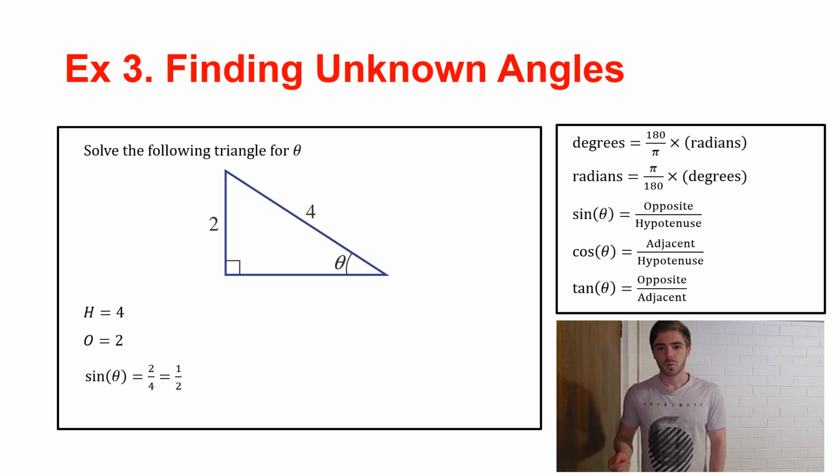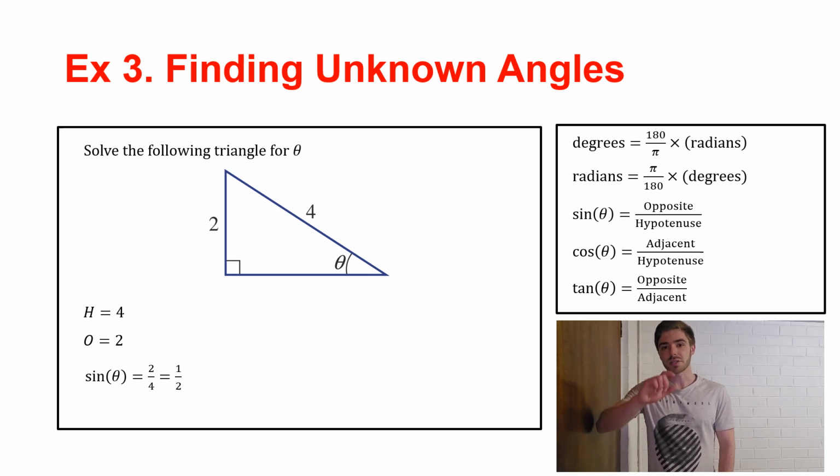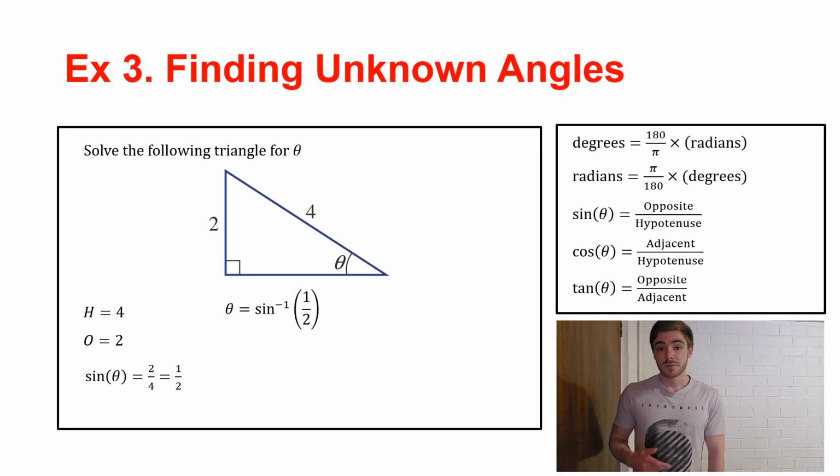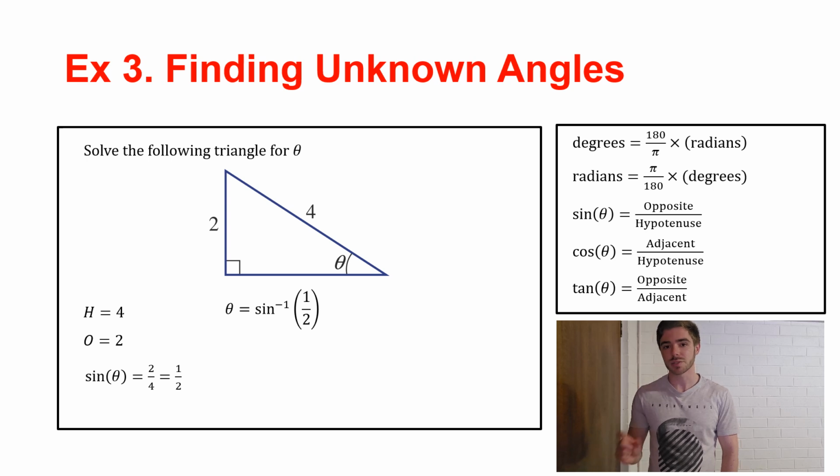So what do we do? Well, we take the inverse sine of both sides of the equation. That's going to give us theta on one side and sine inverse of a half on the other side. For now, we're just going to leave it like this. In future videos, we're going to see how this can be simplified by hand, but for now this will do.